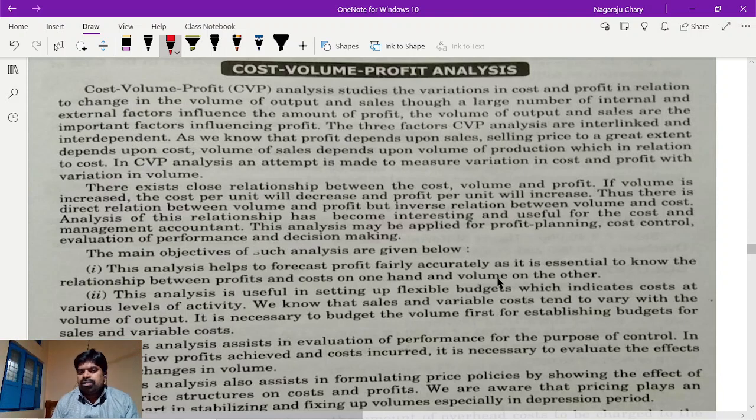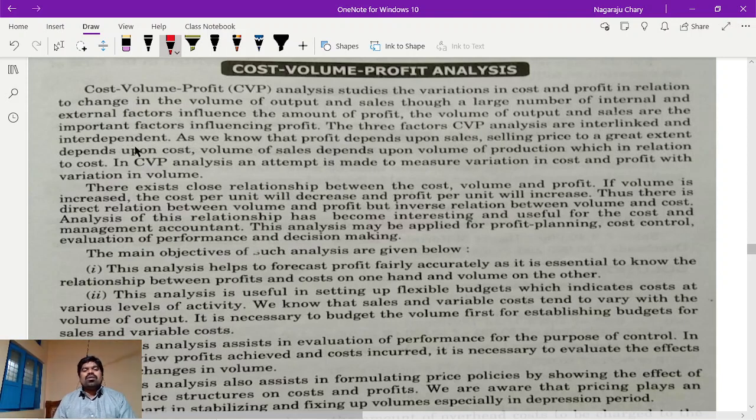So the variations in cost and profit in relation to changes in the volume of output and sales. Though a large number of internal and external factors influence the amount of profit, the volume of output and the sales are the important factors influencing profit. The three factors of CVP analysis are interlinked and interdependent.